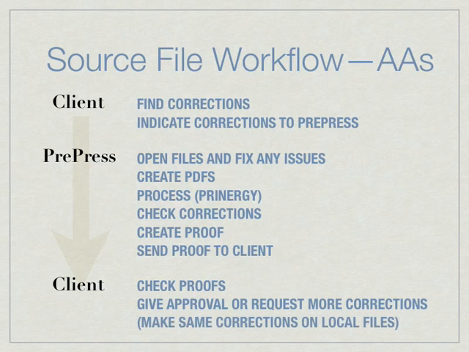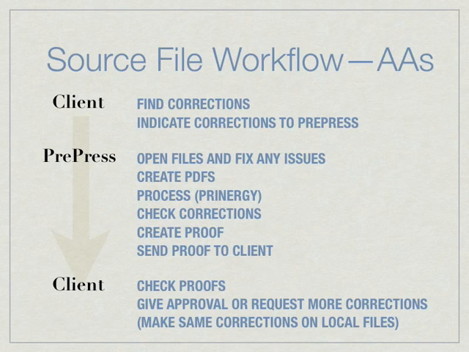And in many cases, they have to go in and make those same corrections on their local files to make sure that what you have on your end matches what we have on our end. So there's 11 steps total here, and there's 6 steps that are involved in prepress. And in printing and prepress, any time that we spend on your jobs has to be accounted for. So anything that we can do to reduce the amount of time spent making these changes saves you money.